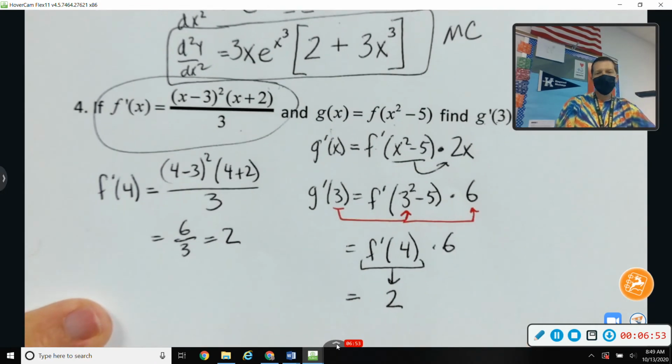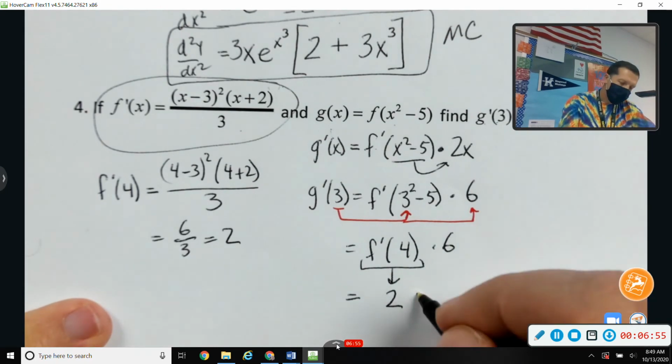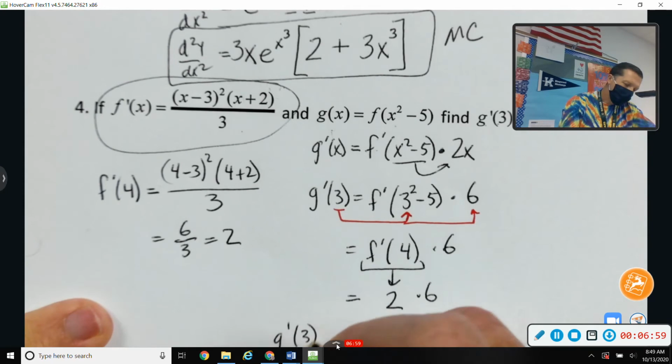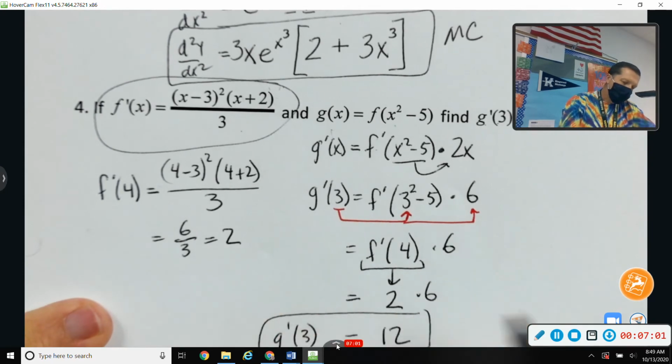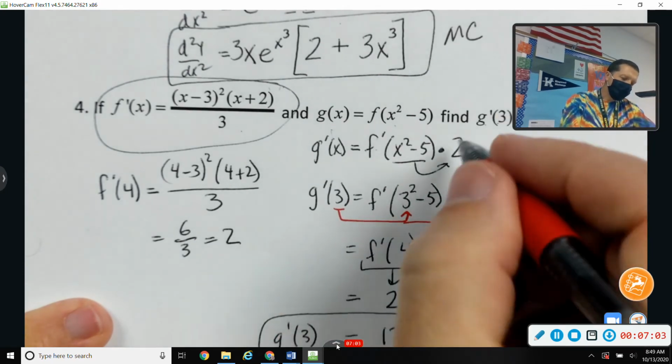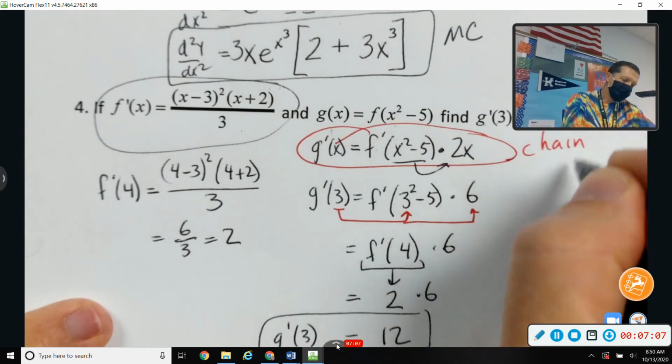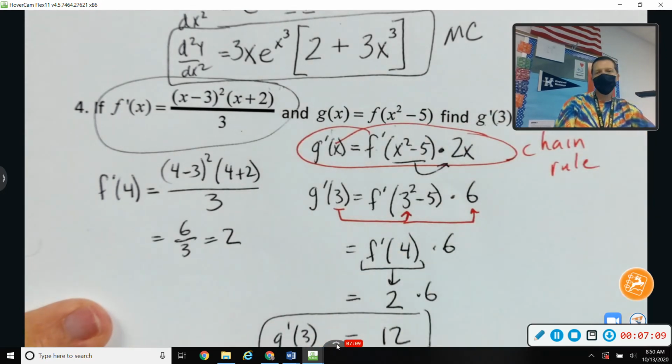So F prime of 4 is 2. And 2 times 6 is 12. So that's a little bit of a tricky one because of chain rule. There's a hidden chain rule problem in there.